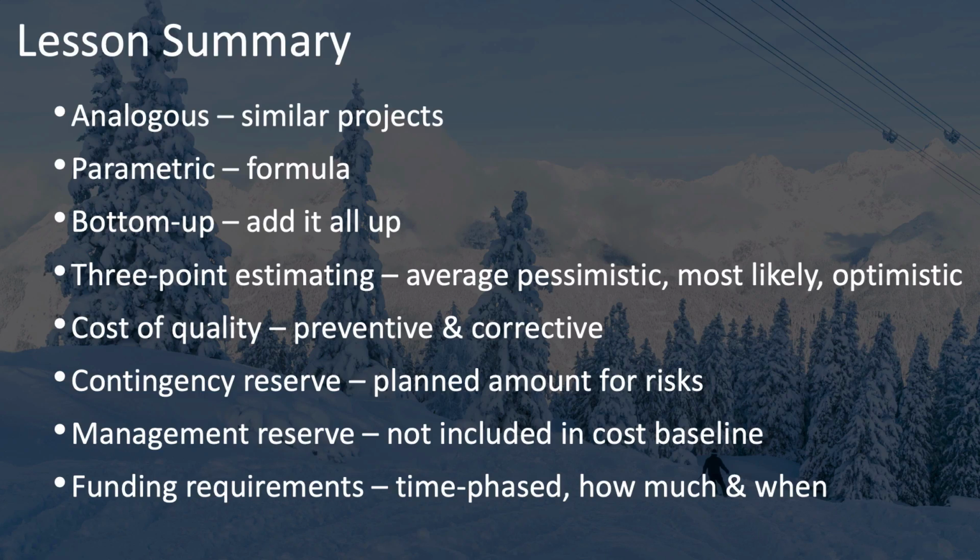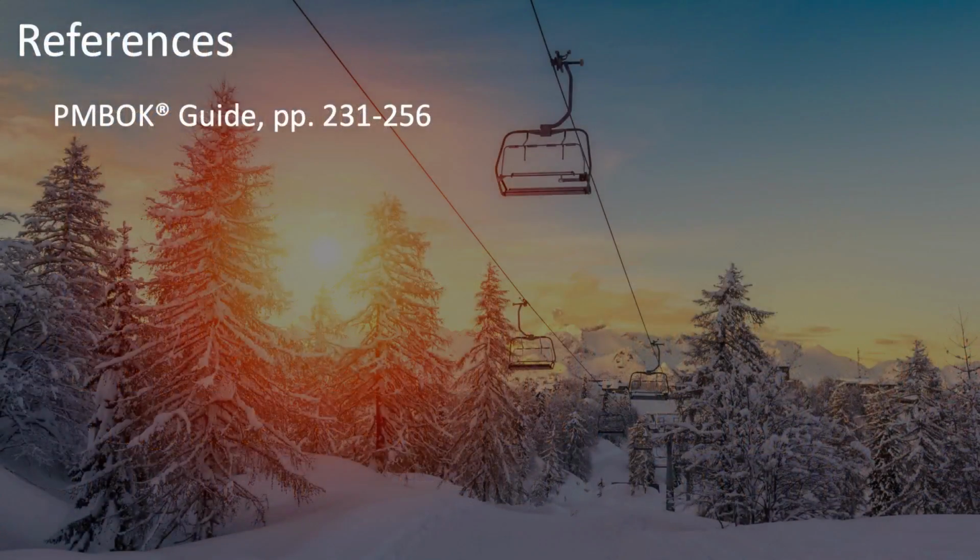The contingency reserve in your budget is the amount of money you plan for to account for identified risks. The management reserve is not included in the cost baseline and is reserved for management to use on unforeseen risks and items that come up. Your funding requirements are your time-phased plan for how much money you need and when you need it. For more information, you can refer to the PMBOK Guide on pages 231 through 256.